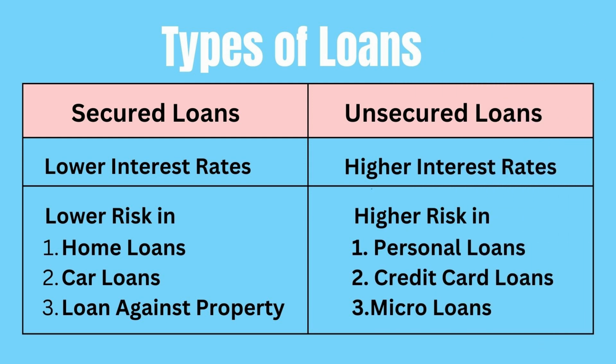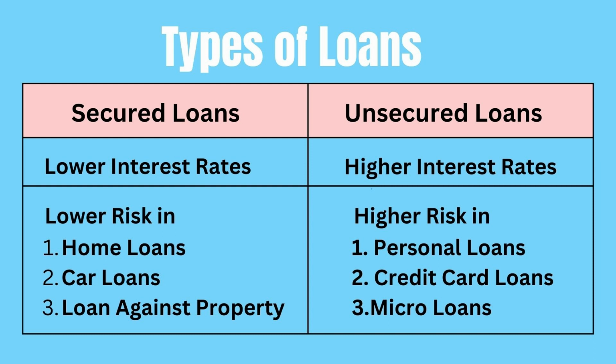Now let's come to the next important factor, the types of loan. There are two types of loan. One is a secured loan and the other is an unsecured loan. As the name suggests, a secured loan is backed by a security, whereas an unsecured loan is not backed by anything. A secured loan has a lower interest rate and a lower risk.